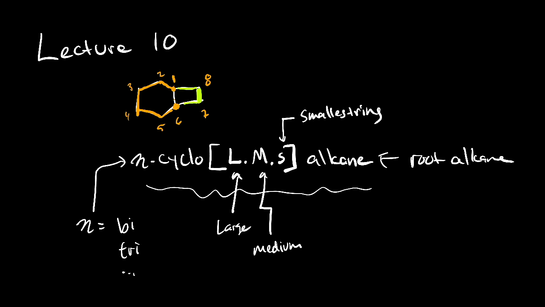If we look down here at our nomenclature, what do we have? We have a bicyclo system because there are 2 rings in it. So we write this out as bicyclo, and then we start our bracket. What does the largest ring have? How many carbons? It's got 1, 2, 3, 4. That's easy. 4 dot. What's the medium one?